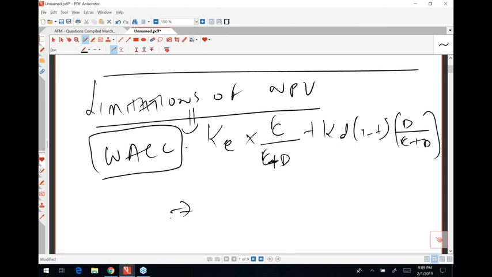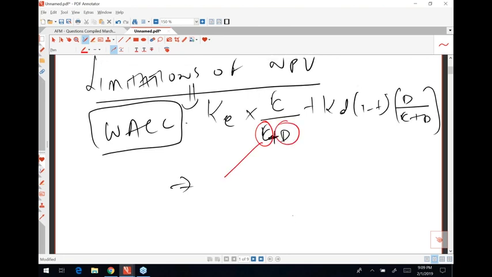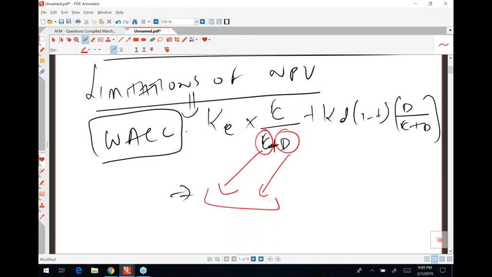When we apply the NPV technique, we use the weighted average cost of capital to discount the cash flows. I'm going to explain what exactly is the limitation in using the WACC. The first of them is that the market value of equity and the market value of the debt keep on changing over a period of time.